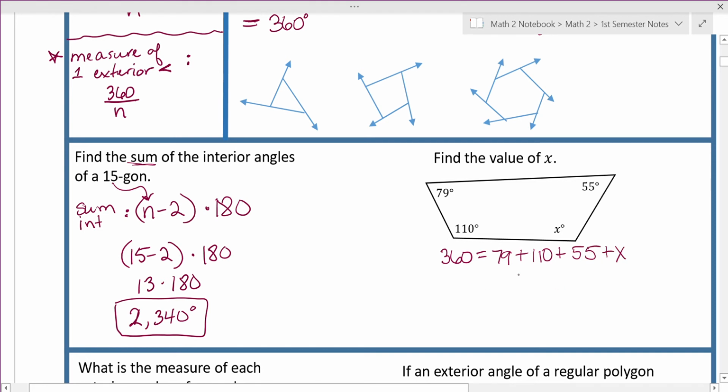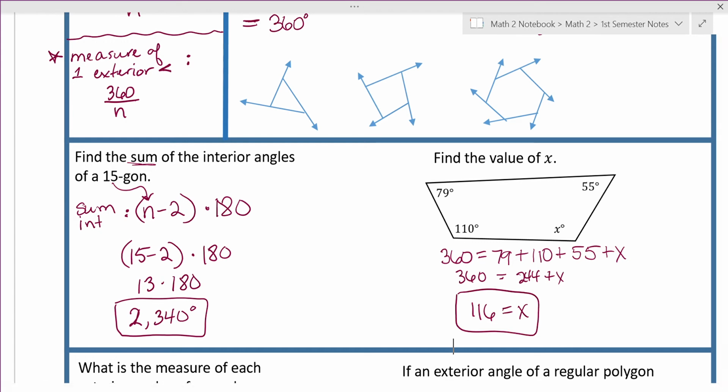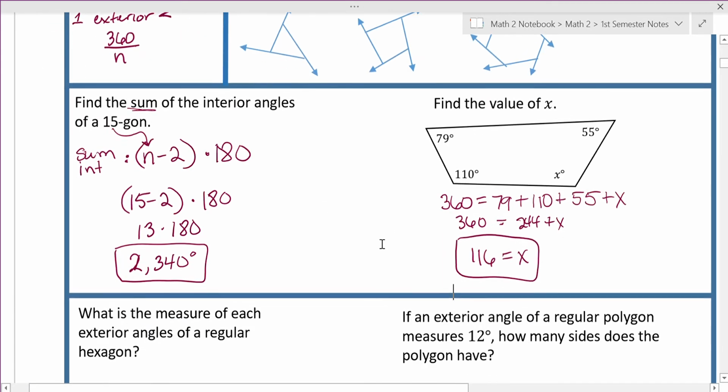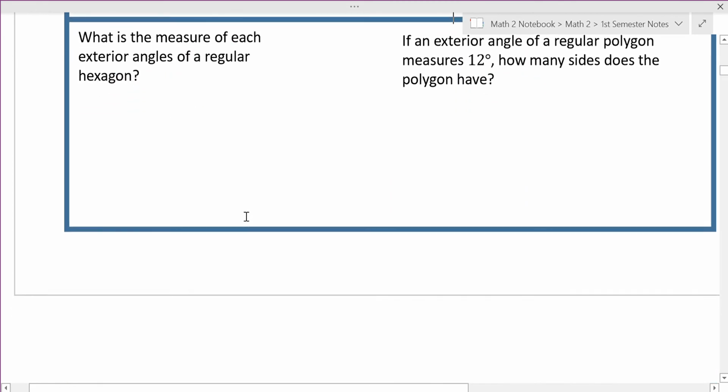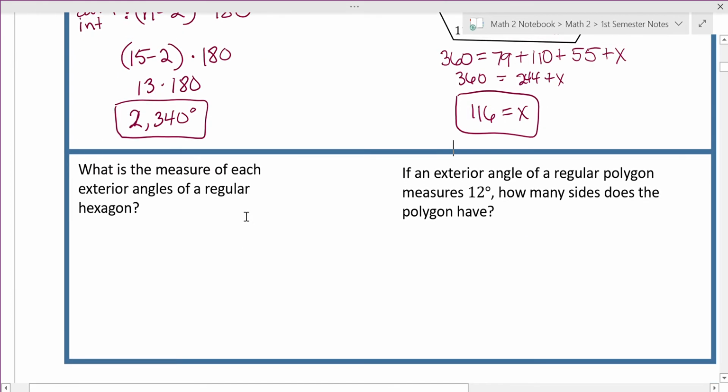So then we can combine like terms and subtract 244, and we get that x needs to be 116 in order for that to be 360 altogether. So we'll have some problem types where we're trying to find the missing angle. We'll have some problem types where, like this one, okay, so again, regular hexagon.